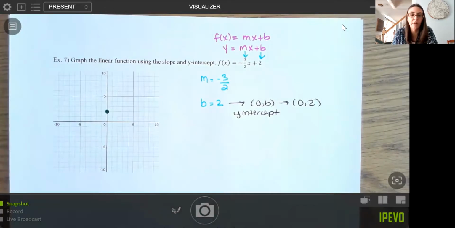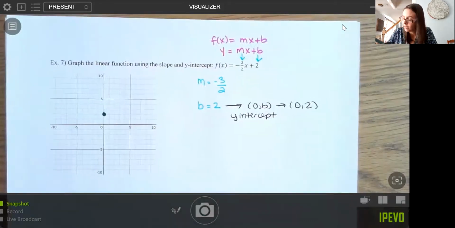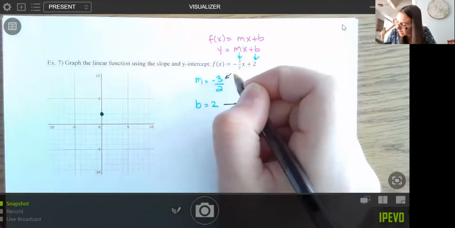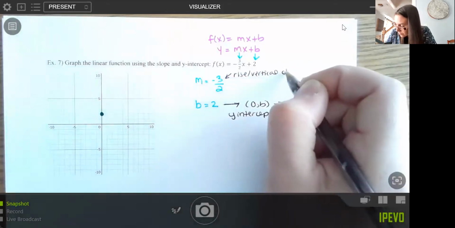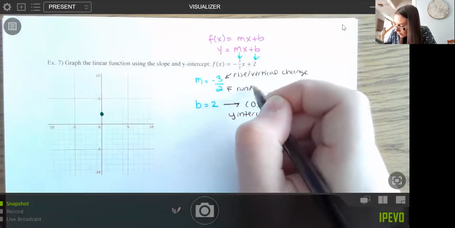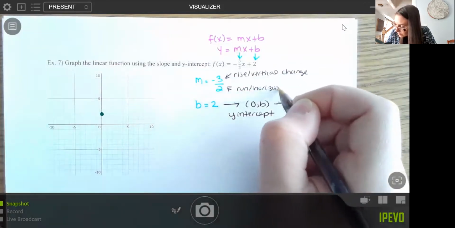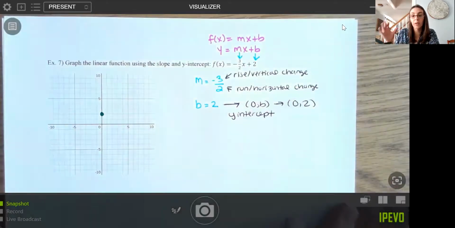So I can find one point without even plugging anything in. I already know one of my points. Now I use my slope to find the other point. And you want to remember the top part is the rise, or the vertical change, and the bottom part is called the run, or the horizontal change. And we're going to use those values to count.